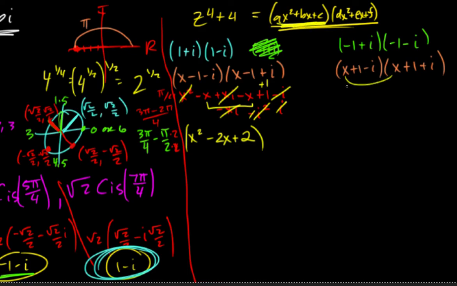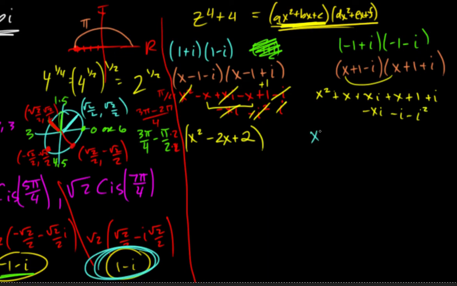Now do the next thing. So x squared plus x plus xi plus x plus 1 plus i, negative xi, negative i, negative i squared.